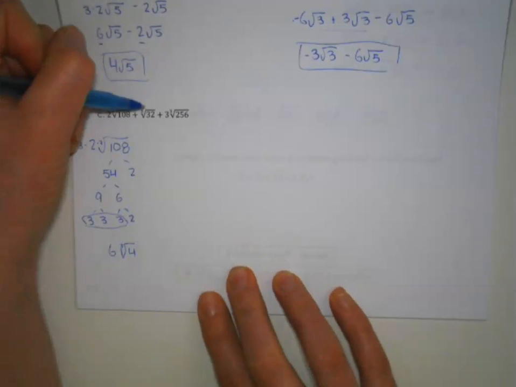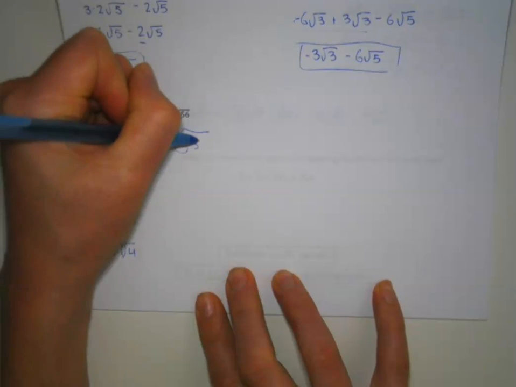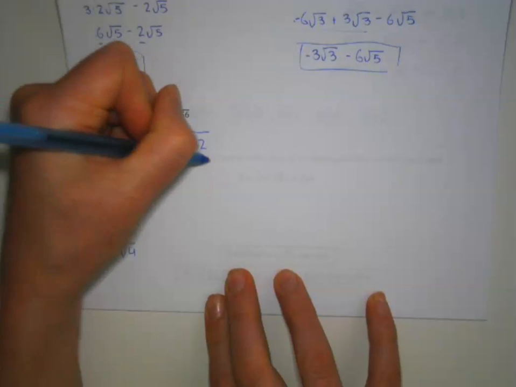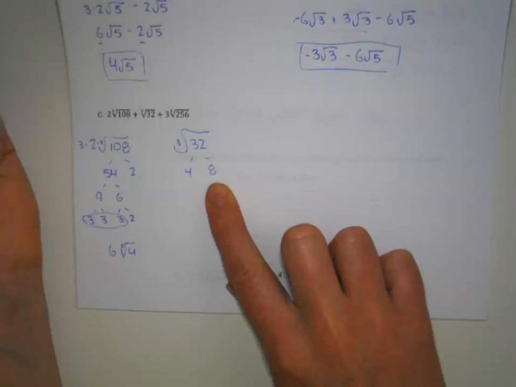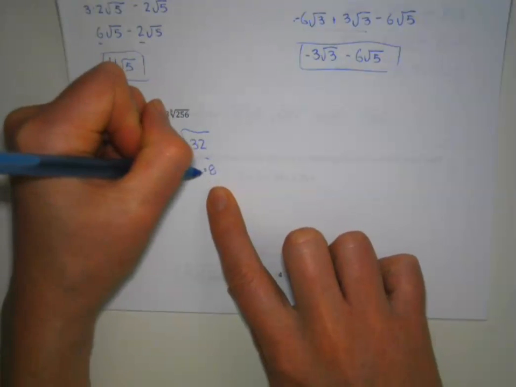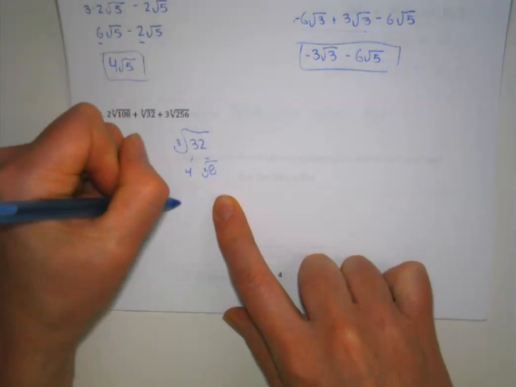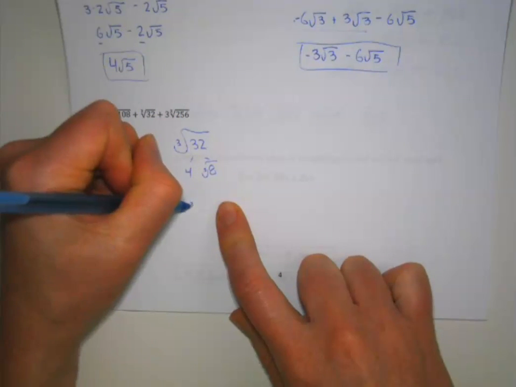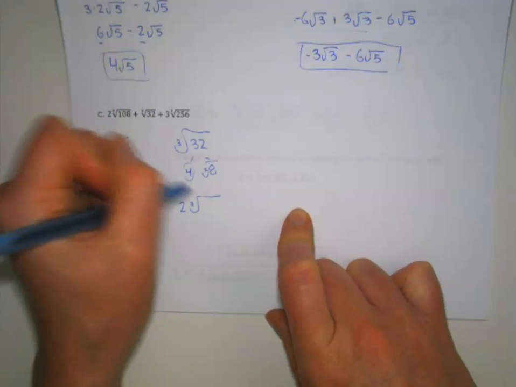Cube root of 32, let's factor that one down. So 32 is 4 times 8. And hopefully you guys recognize or remember that 8 is a perfect cube. It cubes into 2. So that means we can move a 2 outside of our radical and then have 2 cube root 4 is what's left there.